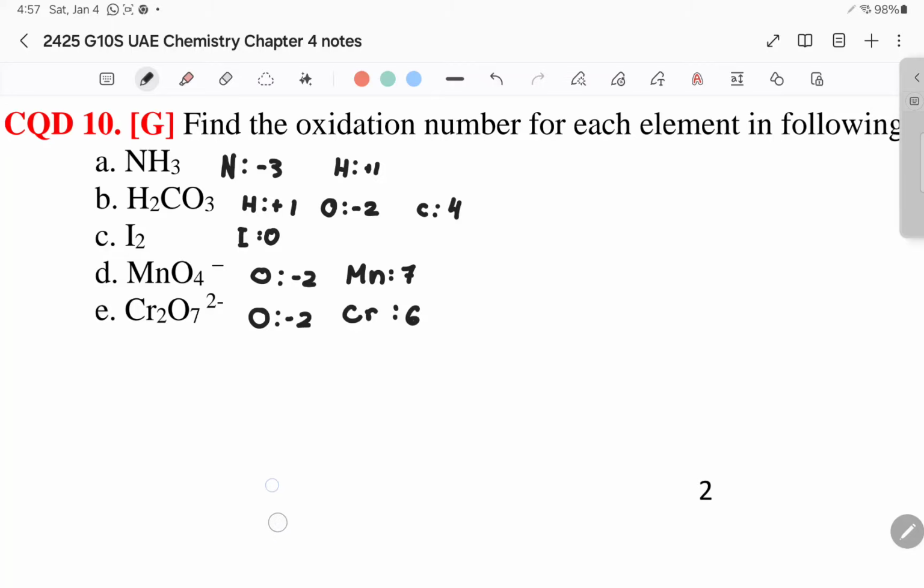Now for part C, I won't explain it because it's just immediately 0, because this is an element. It's not a compound. So you don't have to find it.